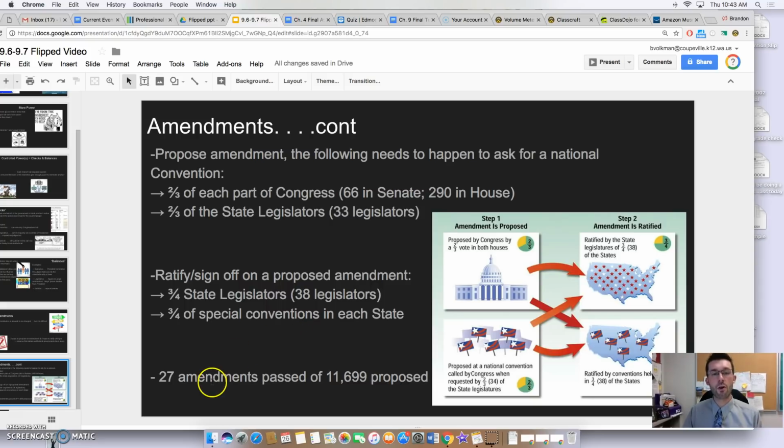Now, just to let you know, there's been 27 amendments passed in our country's history out of, wait for it, 11,699 proposed amendments. That's a lot. So as you can see, it's very hard to get amendments passed.